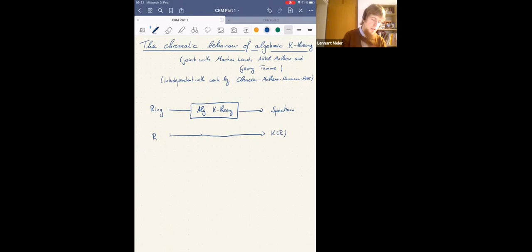And you can not only do this with a ring, you can also do this with a ring spectrum. By ring spectrum, here I will always mean what is often called an A infinity ring spectrum, or also an E1 ring spectrum. So something which can be modeled by a symmetric ring spectrum or something like this. Not only homotopy associative, but something better.